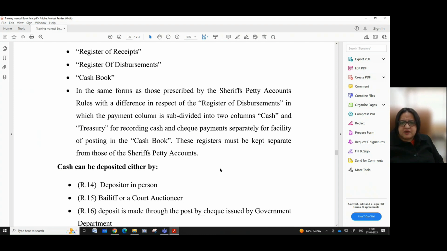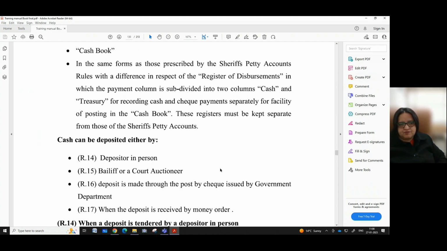The rule with reference to the Register of Disbursements is that the payment column is subdivided into 2 columns, cash and treasury, for recording cash and check payments separately, for facility of posting in the cash book. These registers must be kept separate from those of the Sheriff petty accounts.